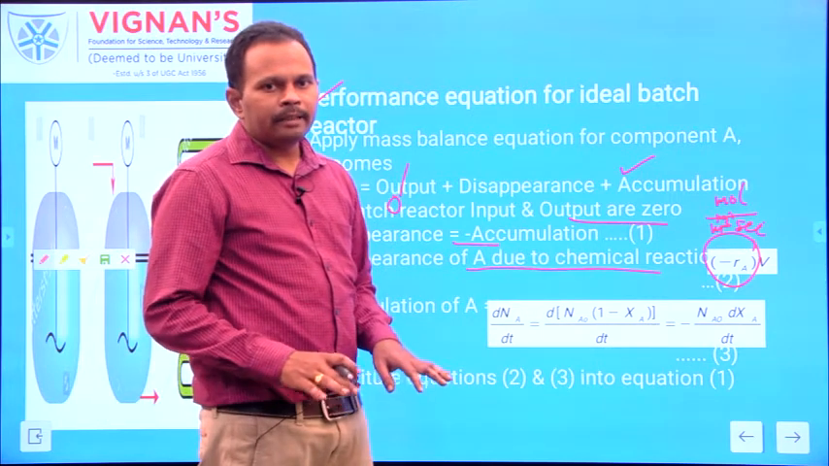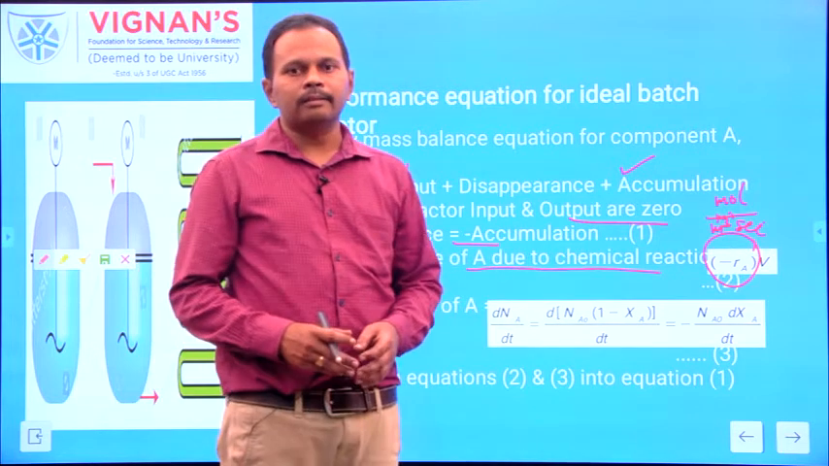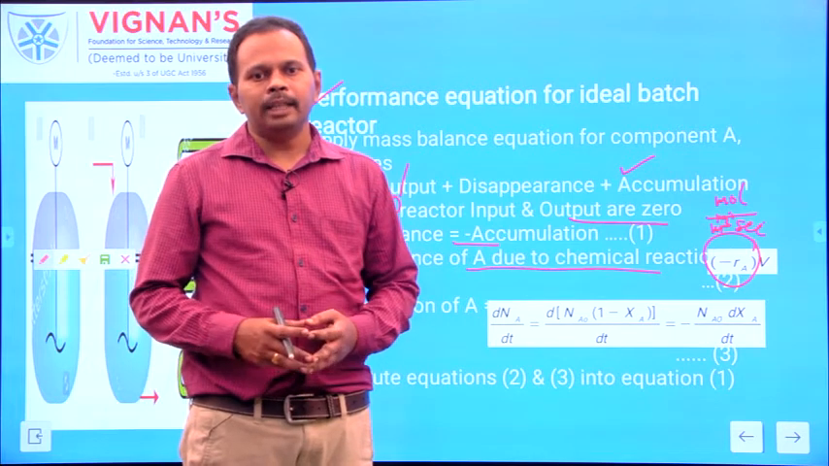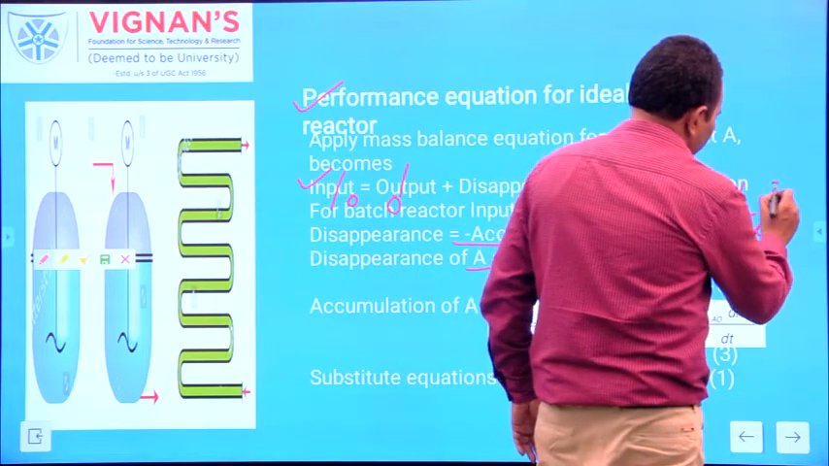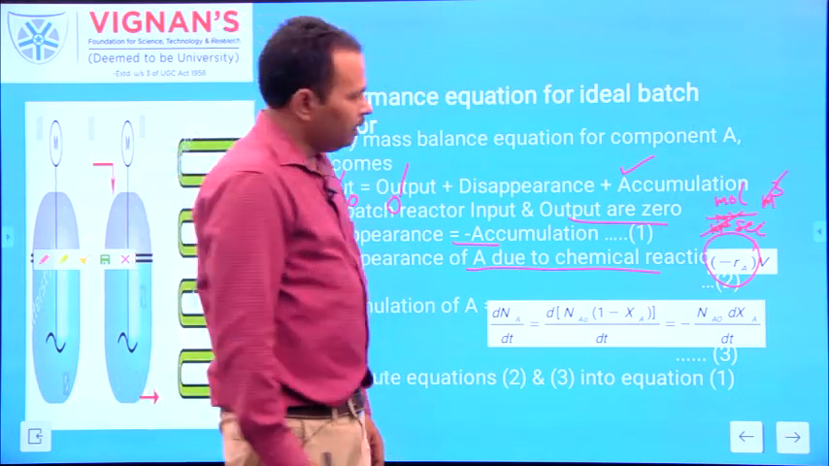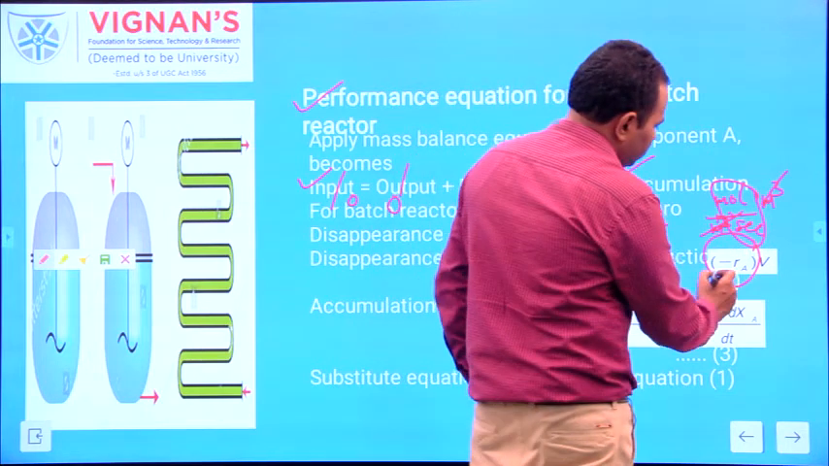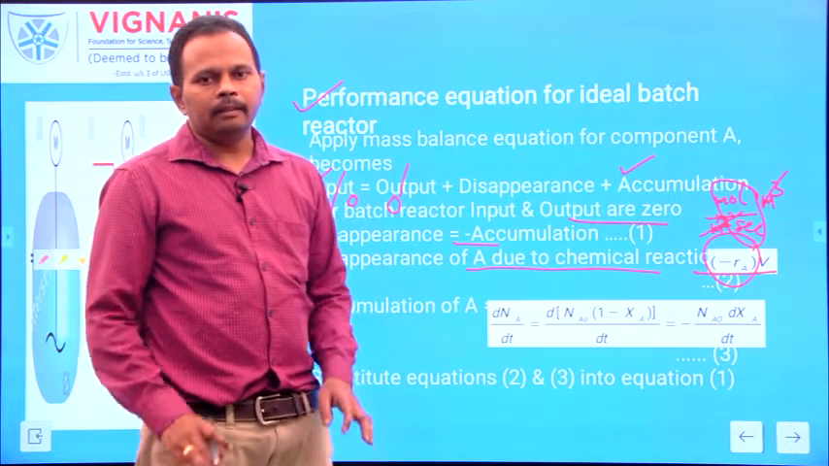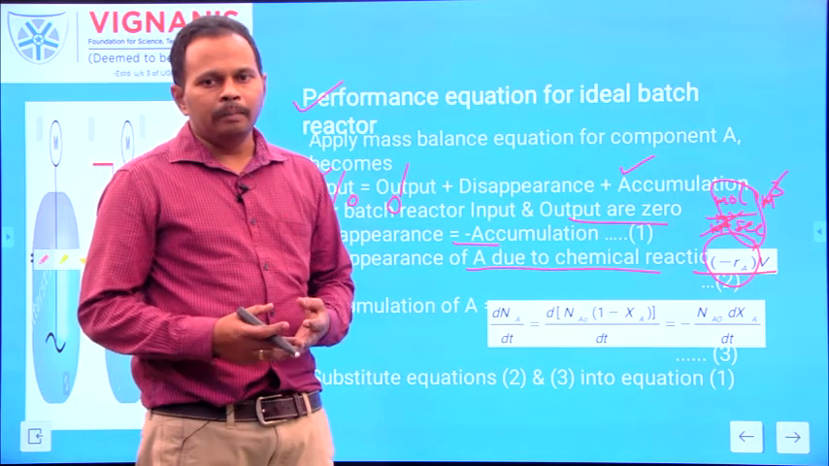But I want this disappearance in terms of moles per second. Why? Because all the terms in the material balance equation have units of moles per unit time, that is moles per second. So to obtain the disappearance of A in moles per second, multiply by the reactor volume V, that is meter cube. So the meter cube gets cancelled. For that, multiply minus RA with V. Then you can obtain the rate of disappearance of A in terms of moles per second.